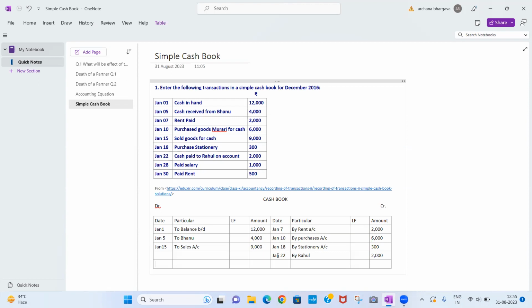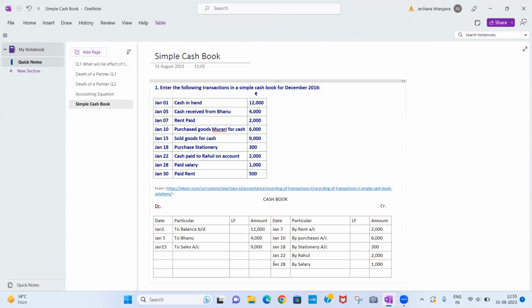The next, January 28 says paid salary. So again, when the organization or the businessman is paying salary to the employees, the cash is going out. So again, it will be recorded on the credit side of the ledger, because when cash moves out, it's always credited. Credited means the right hand side. How much salary is paid? 1,000 rupees salary is paid.